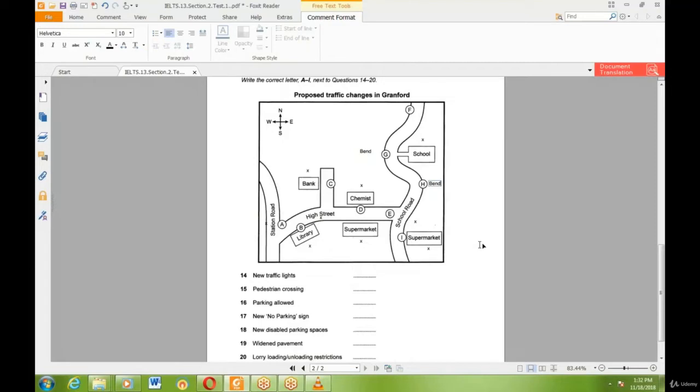All right, so remember, it's going to go in order. They're going to talk about the new traffic light first. Then they're going to talk about the pedestrian crossing, then parking allowed, then new no parking signs, and so forth and so on. So it's going to go in order. All right, so let's remember that.